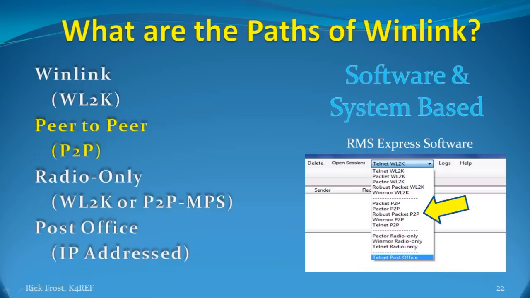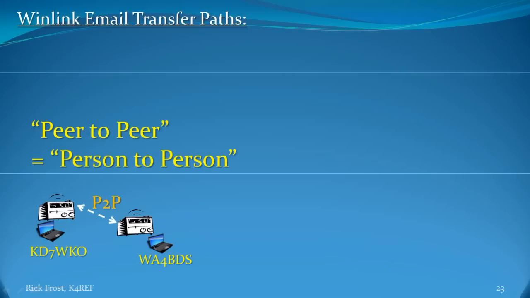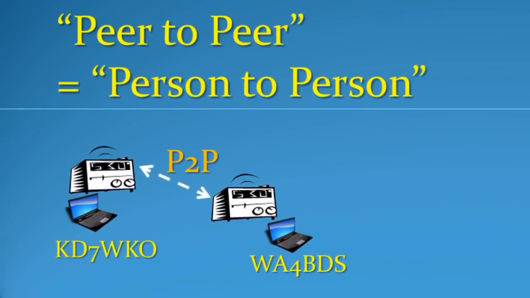The next path we want to look at is peer-to-peer, also known as P2P. You'll notice that the RMS Express software has a group of sessions that are listed as P2P. Peer-to-peer really just means person-to-person. KD7WKO wants to send an email to WA4BDS, his friend Roy. All he needs to do is make a direct connection between the two radios. So, KD7WKO uses RMS Express to connect to WA4BDS and send his email message. It's called a P2P session.